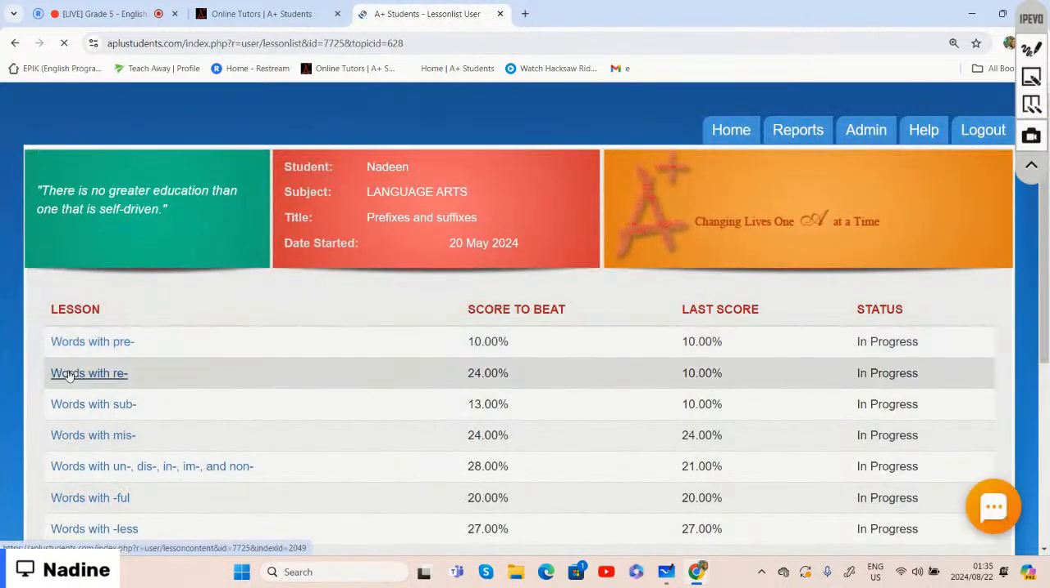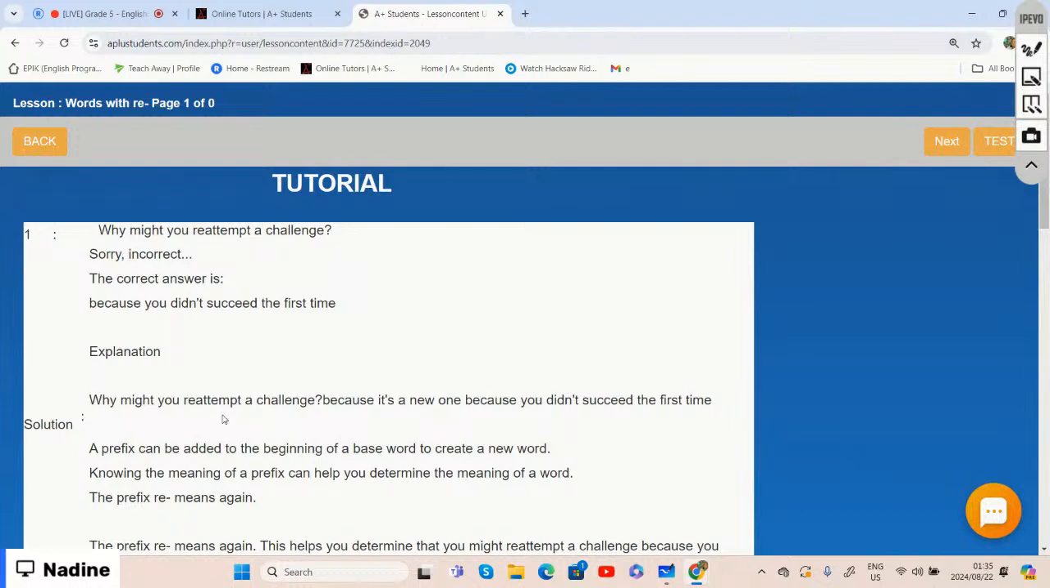All right, and then we're going to, right? We said re means again, right? Re means again. So why might you re-attempt a challenge? If you were to get a test, right, and you didn't do so well, and your teacher says, okay, cool, I'll give you another chance. So now it is, why might you reattempt maybe a test or a challenge? Reattempt means to do it again. Why do you think you might want to reattempt something?